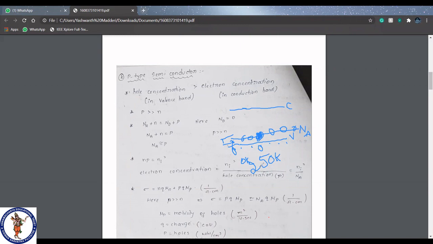There are two conditions at 250 kelvin. Let's talk about 250 kelvin in red ink. The electrons present in the acceptor level can move to the conduction band. That is one possibility. Or an electron can directly jump from here to here. This is another possibility.